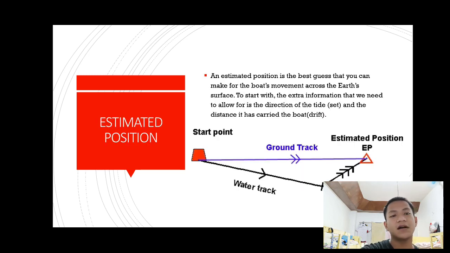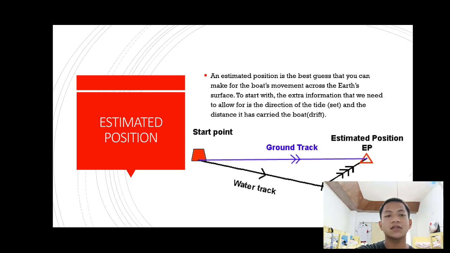Estimated position is the best guess that you can make for the boat's movement across the Earth's surface. To start with, the extra information that we need to allow for is the direction of the tide, the set, and the distance it has carried the boat, the drift. This is the most accurate position that can be obtained by calculation and estimation only. It is derived from the dead reckoning position with allowance made for all the effects of currents and tidal streams. Again, it is an approximate position only.